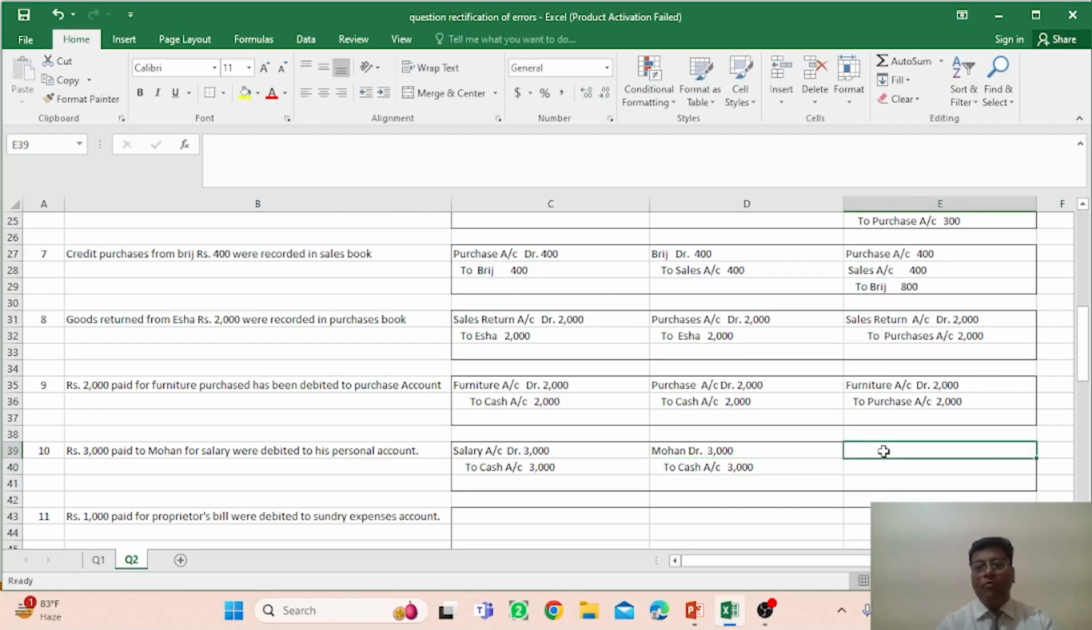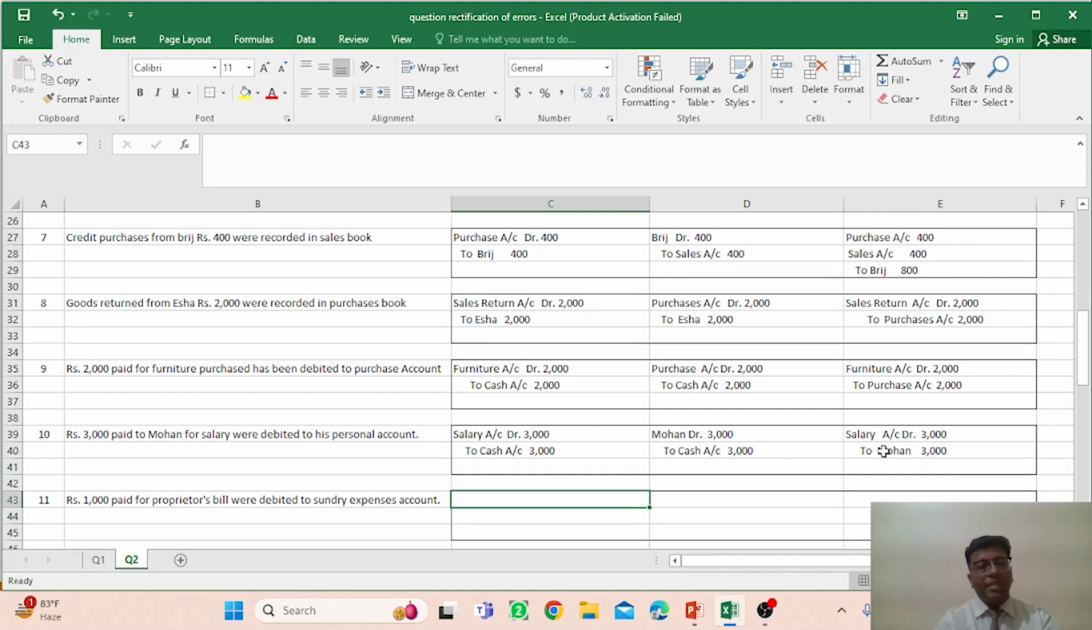So what about the rectification of the error? Salary account debit by rupees 3000, and the Mohan account was debited. So in order to correct, in order to rectify, you have to make Mohan's account credit: to Mohan rupees 3000. Is there any doubt? I think you should have no doubt.